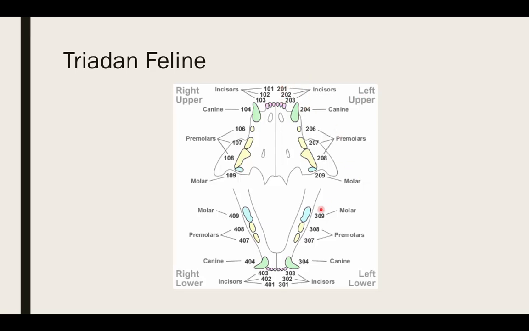The only difference is in the top quadrants, so top left and top right, we're missing 105 and we're missing 205. And for the bottom quadrants, we are missing 305 and 306 for the lower left, and for the lower right, we are missing 405 and 406.